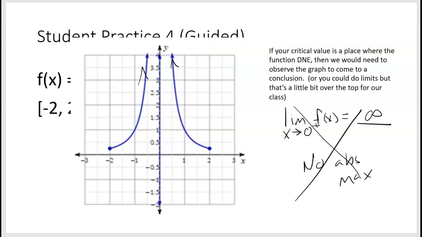Now, I'm not going to ask you guys to do the limit stuff. I would say just go ahead and take a look at the graph, and you can kind of tell, oh, well, there's no limit there. It doesn't really seem to exist. There is no absolute max.